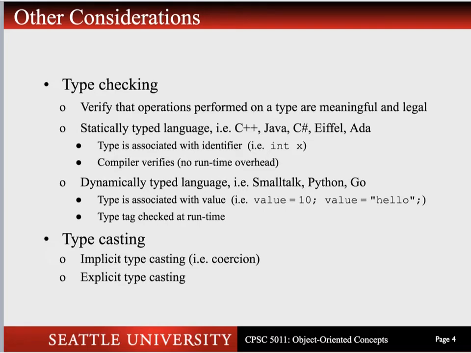Dynamically typed languages, in contrast, have a type that's associated with a value. This type is actually then checked at runtime. And in the case of dynamically typed languages, a value that is assigned an integer can actually then be assigned a string at a later point. Typecasting, there are two types. The first is implicit, also called coercion, and there's also explicit typecasting.